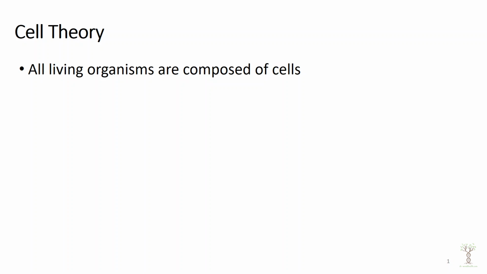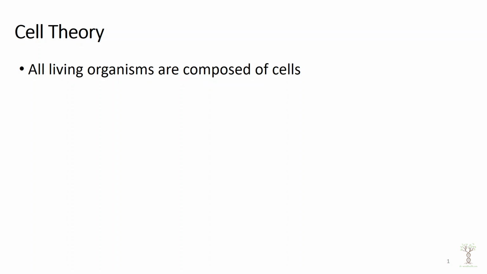In this video, we're going to talk about cells. We have three major aspects that we're going to look at. We're going to look at the cell theory, we're going to look at the plasma membrane, and then we're going to compare prokaryotic cells and eukaryotic cells. If we look at the cell theory, there are five major components.